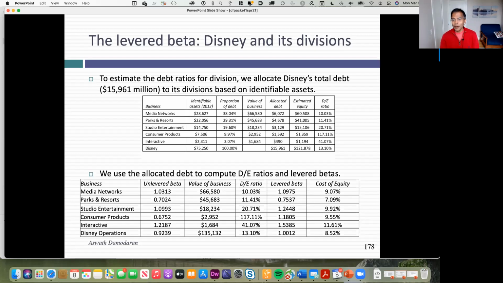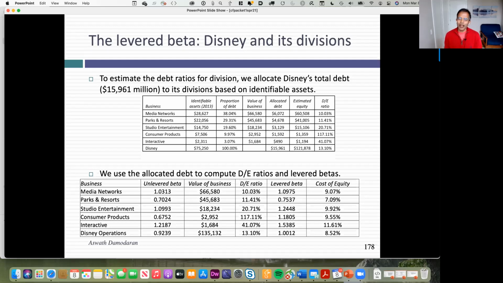And since betas are my pathway to cost of equity, I now have a cost of equity for Disney as a company, 8.52%. But I also have costs of equity for each of the 5 businesses, ranging from 7% for the theme park business to 11.6% for the gaming business. By using bottom-up betas, I've created a way of coming up with costs of equity, not just for the whole company, but for each business in the company.